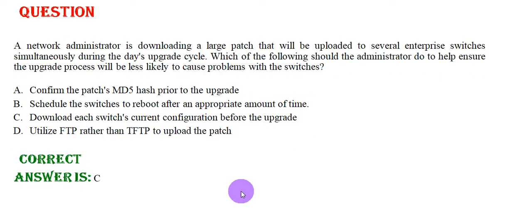A network administrator is downloading a large patch that will be uploaded to several enterprise switches simultaneously during the day's upgrade cycle. Which of the following should the administrator do to help ensure the upgrade process will be less likely to cause problems with the switches? Option A, confirm the patch's MD5 hash prior to the upgrade. Option B, schedule the switches to reboot after an appropriate amount of time. Option C, download each switch's current configuration before the upgrade. And option D, utilize FTP rather than TFTP to upload the patch. The correct answer is option C.